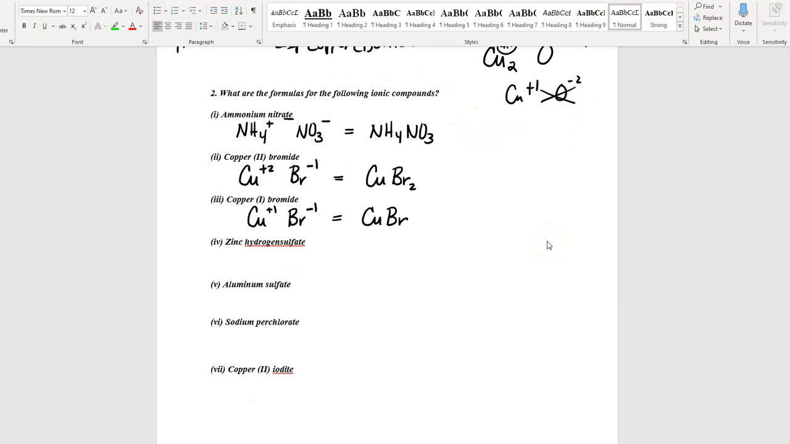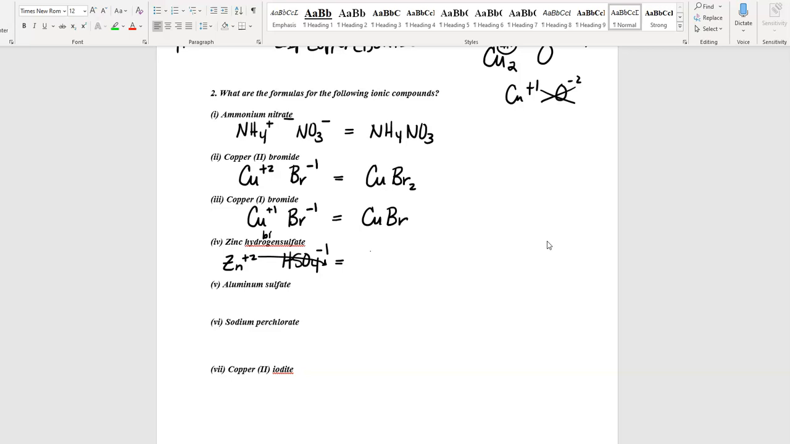Zinc, hydrogen sulfate. So zinc on the periodic table is +2. Hydrogen sulfate is a polyatomic called HSO4 -1. Now if that hydrogen had not been there, then it's SO4 -2. But the other way of calling this is called bisulfate. Okay, so HSO4 doesn't equal electrically neutral. So what happens is this 1 gets transferred over, but we don't write 1s. But this 2 comes over, and you cannot touch that 4, that subscript, on a polyatomic. If you change that subscript, it's not that polyatomic anymore. You have a completely different polyatomic.